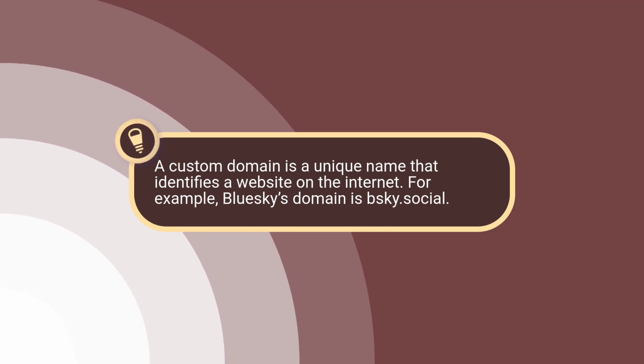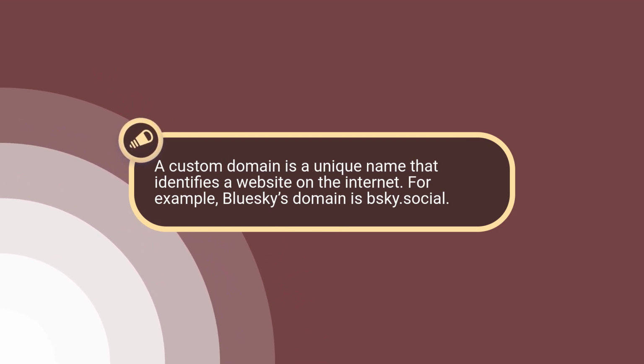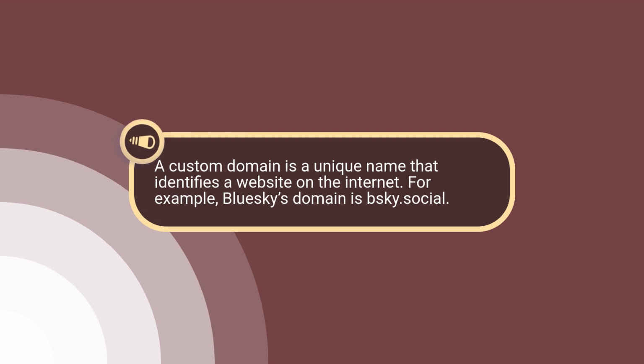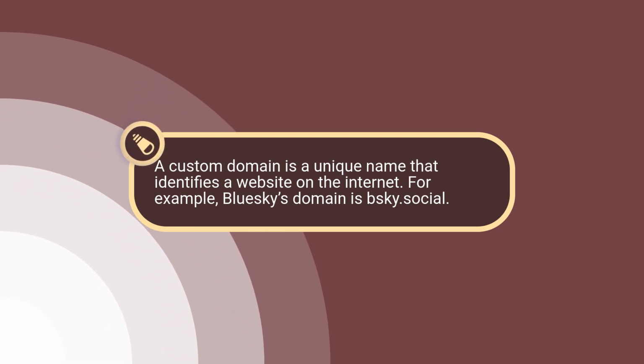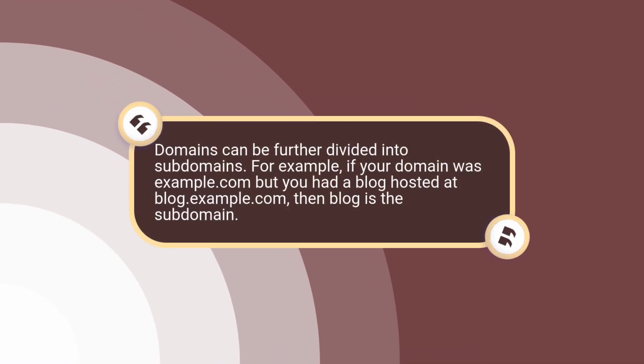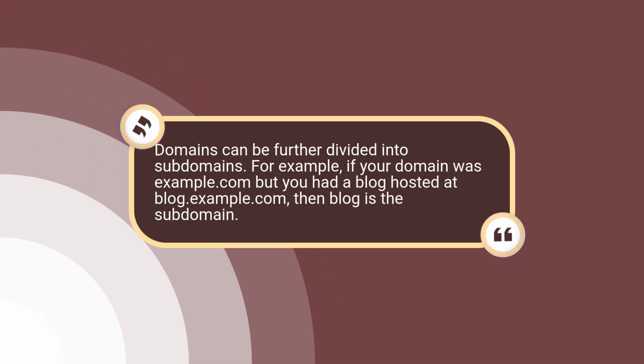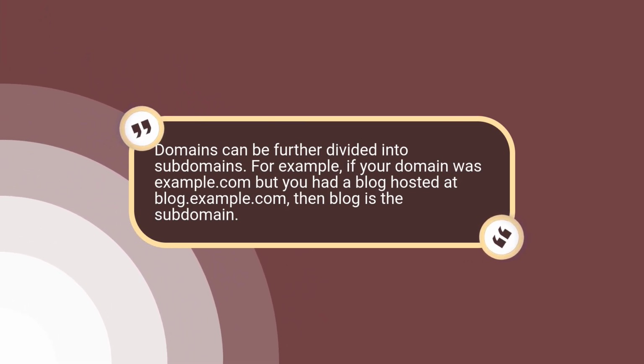The domain name system acts like a phone book for the internet and points a domain like bsky.social to its IP address, so we don't have to remember the numbers ourselves. Domains can be further divided into subdomains. For example, if your domain was example.com, but you had a blog hosted at blog.example.com, then blog is the subdomain.